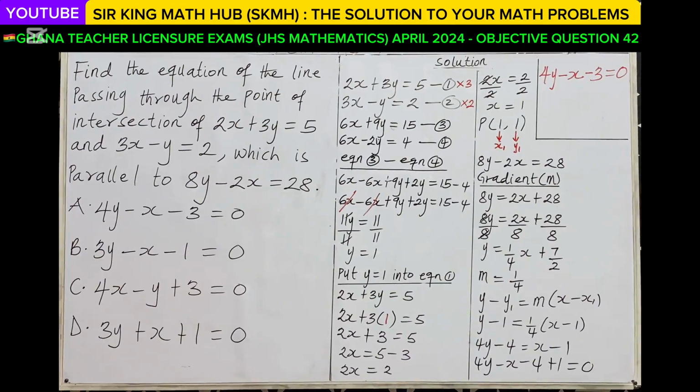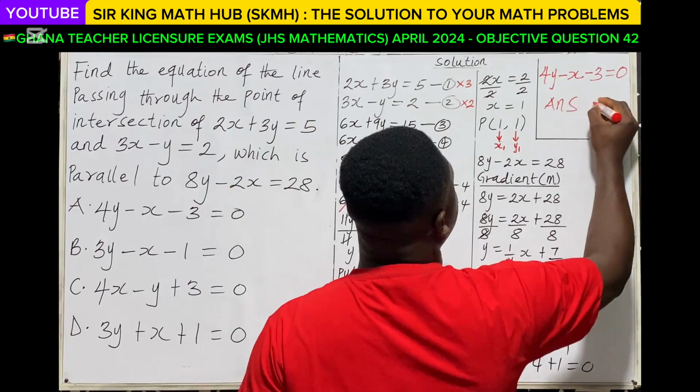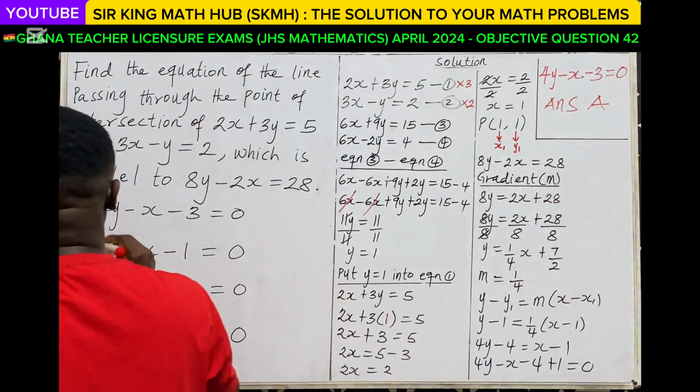So let's compare our answer to the alternatives. So it is clear that option A, 4y minus x minus 3 is equal to 0. So we select E as our answer.